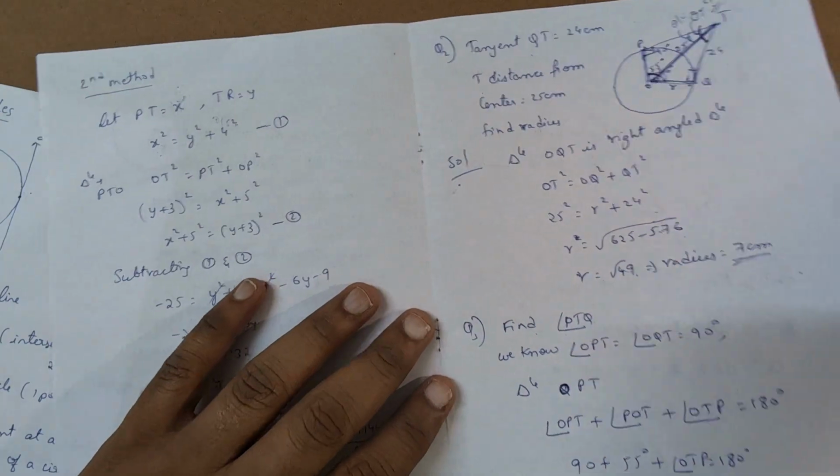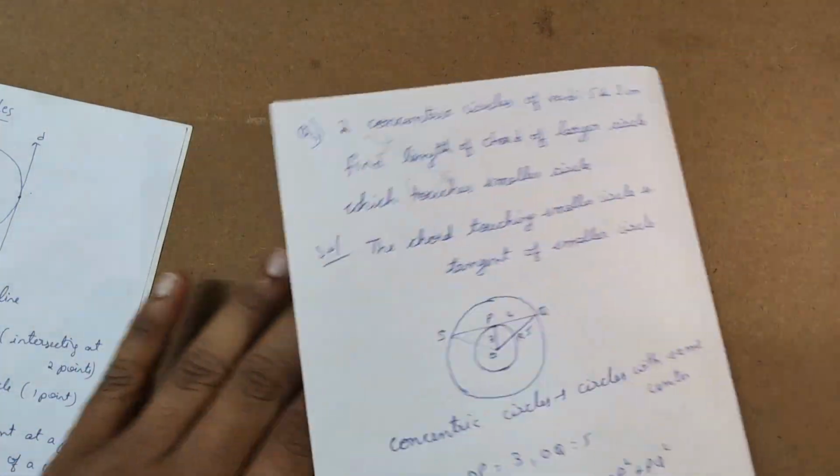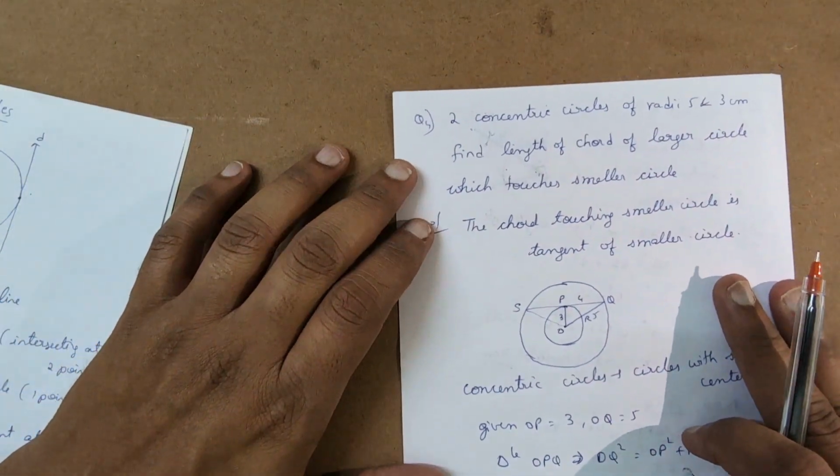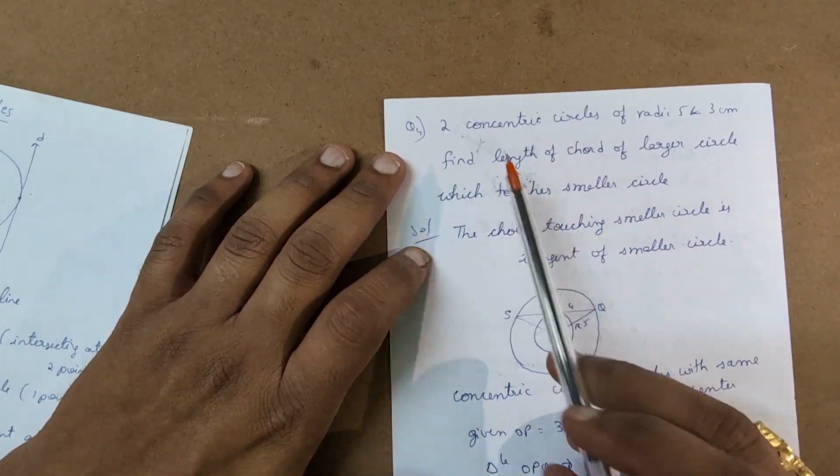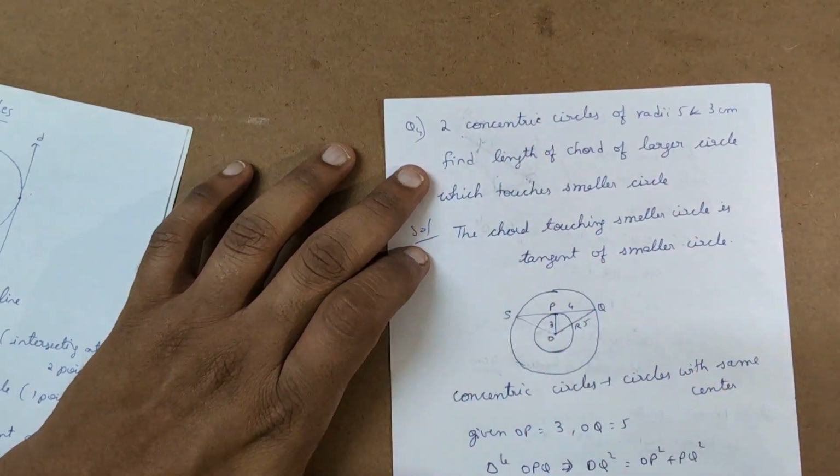Okay, so this question is done. Let's move to the third question. Let's see how we have to solve this type of question. They mentioned two concentric circles. What is concentric? Concentric means both circles have the same center.